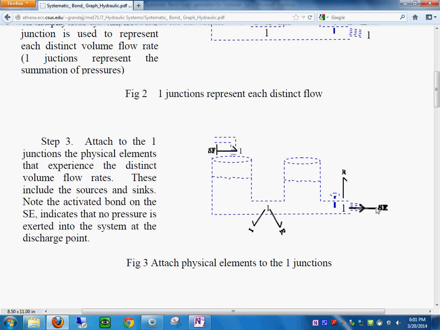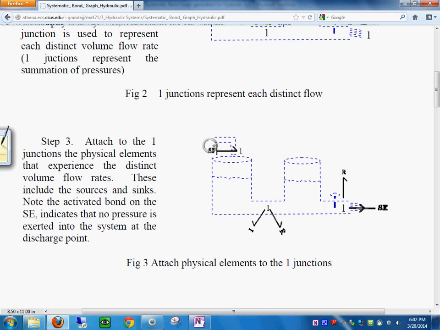we go to step number 3, which says attach to the one junction the physical elements that experience these volume flow rates. So this includes the sources and sinks, and note that at the end we need an active bond because basically we are saying that the pressure here is 0 and this is free flow.